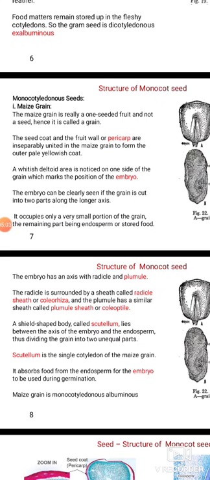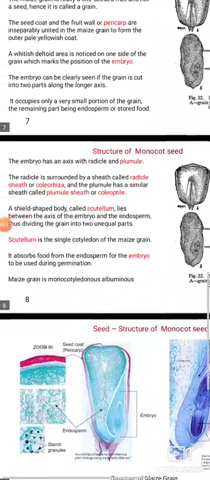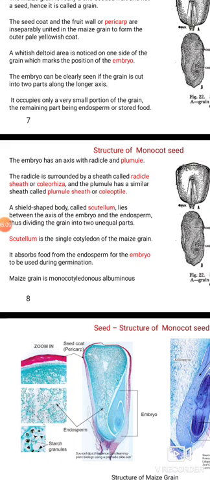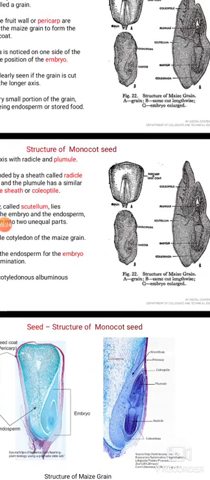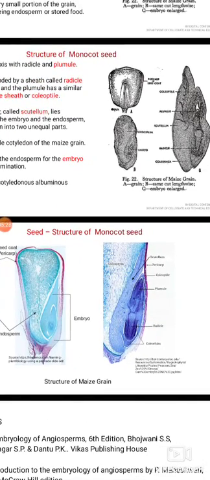Scutellum is the single cotyledon of maize grain. It absorbs food from the endosperm for the embryo to be used during germination. Maize grain is monocotyledonous albuminous. This is the structure of the maize seed.